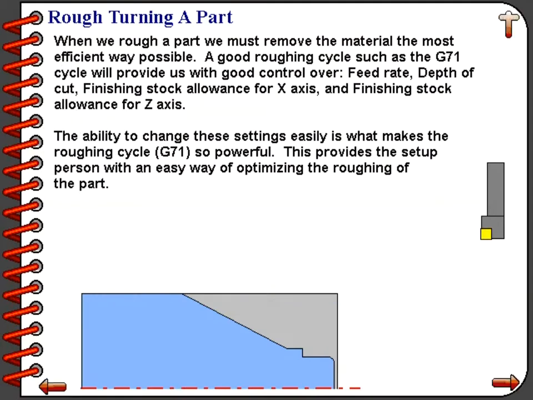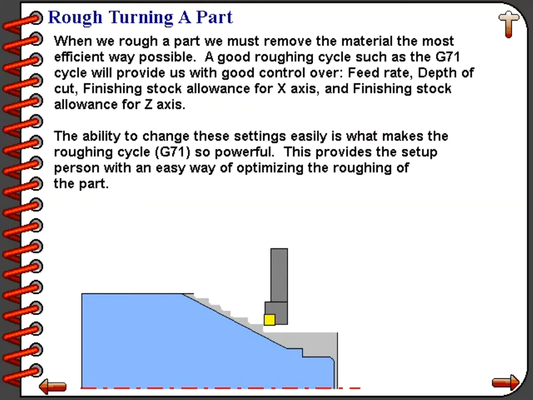When we rough a part, we must remove the material the most efficient way possible. A good roughing cycle, such as the G71 cycle, will provide us with good control over the feed rate, depth of cut, finishing stock allowance for the x-axis, and finishing stock allowance for the z-axis. The ability to change these settings easily is what makes the roughing cycle G71 so powerful. This provides the setup person with an easy way of optimizing the roughing of the part.